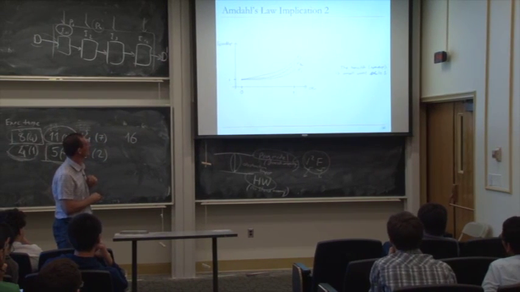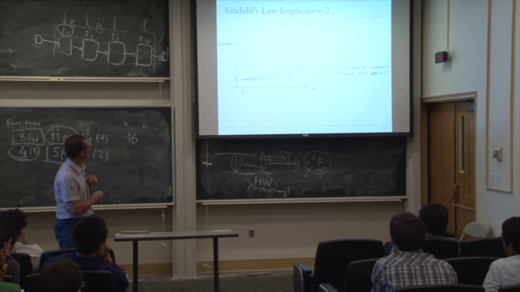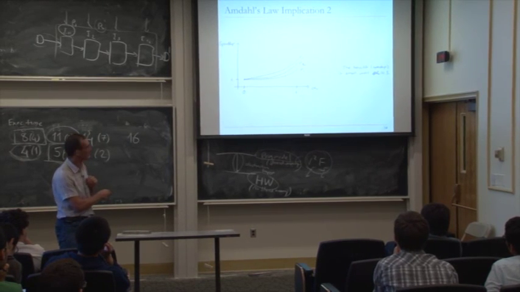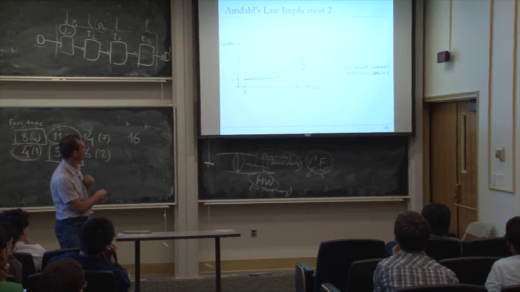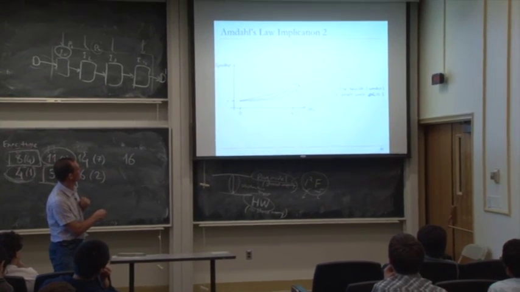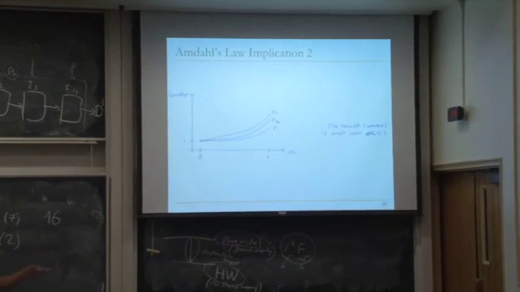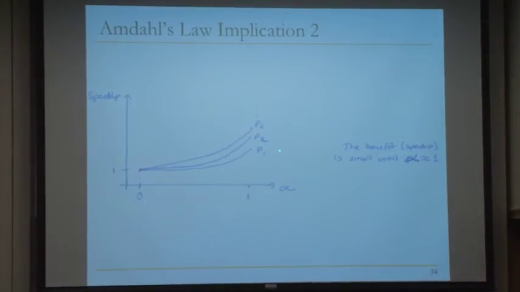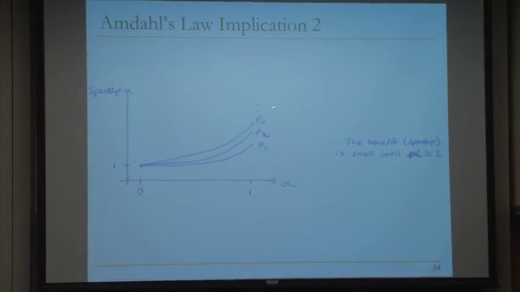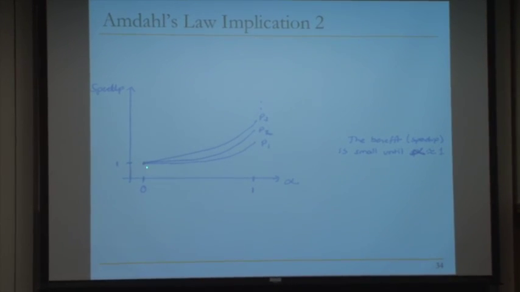And if you plot it a different way, this is alpha, if you will, the parallelizable portion. It can go from 0 to 1. And this is the speed up you get. And you can have different curves depending on the number of processors, right? P1 is smaller than P2 is smaller than P3 in this case. And if you plot this curve, and I would encourage you to do that if you're interested in this, the benefit is small until alpha is very close to 1. Right? That's Amdahl's law again.